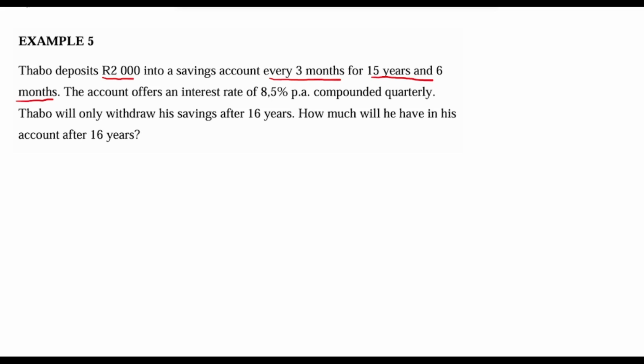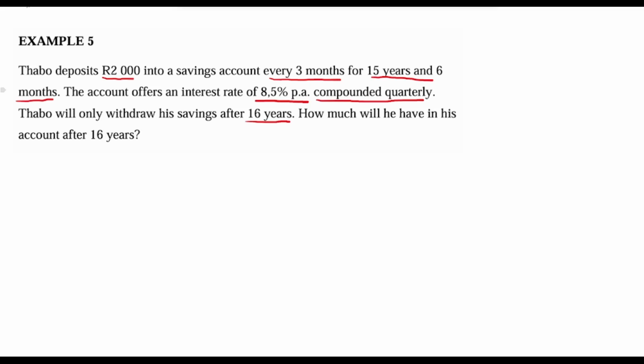I'll also show you the other way of doing it. And then the account offers an interest rate of 8.5% per annum, compounded quarterly. Tabo will only withdraw his savings after 16 years. It means when he does the last payment, he's not going to withdraw the money, but he will wait for another 6 months. So there are 2 more compounding periods, and the money will gain interest for the next 6 months before he withdraws it.